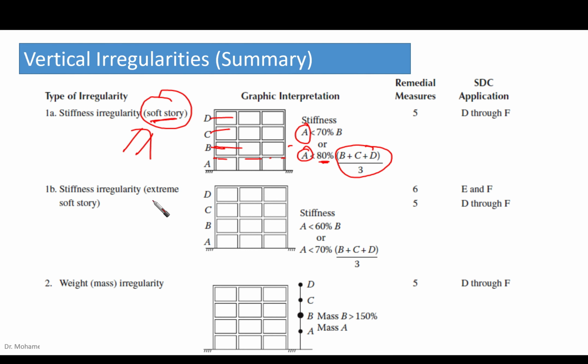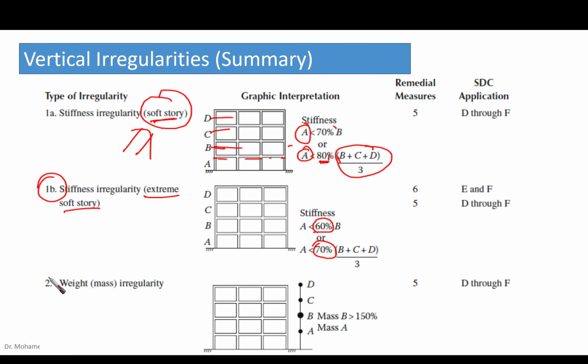Stiffness irregularity for extreme soft story, which is 1B, is going to be the same idea, but the values are a little bit less, which is 60% and 70%. This is the extreme case.